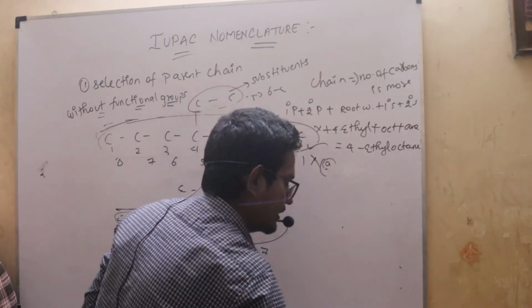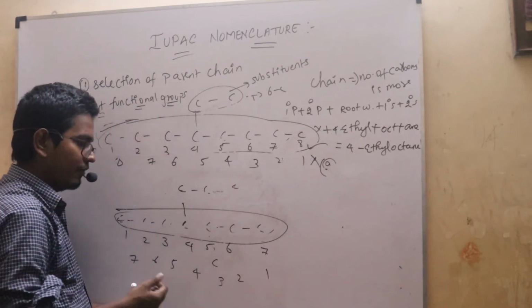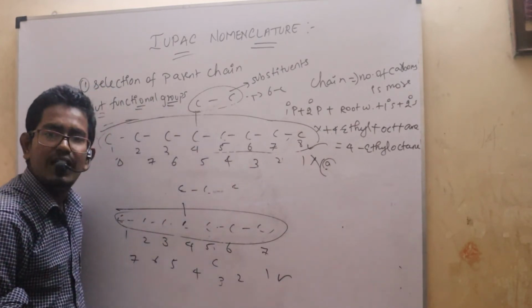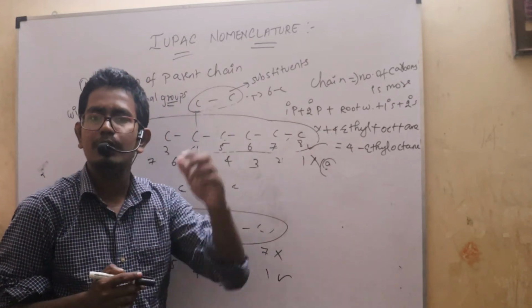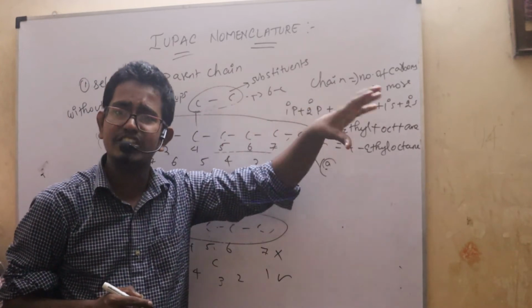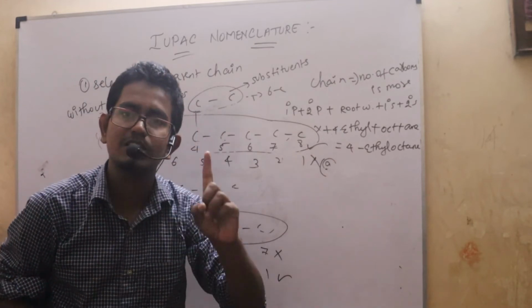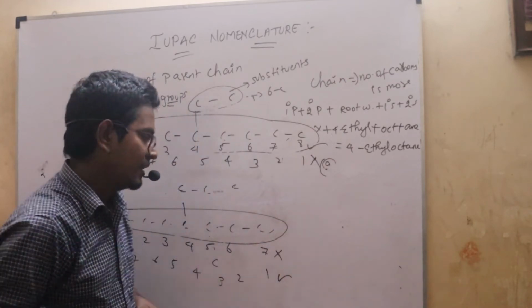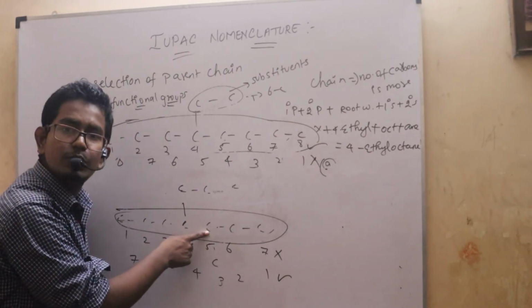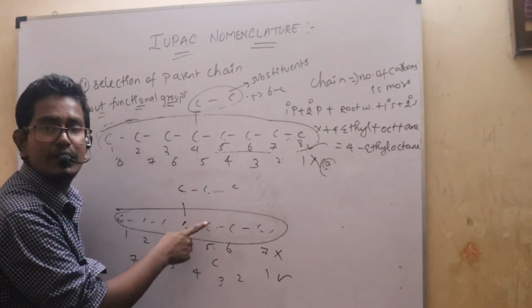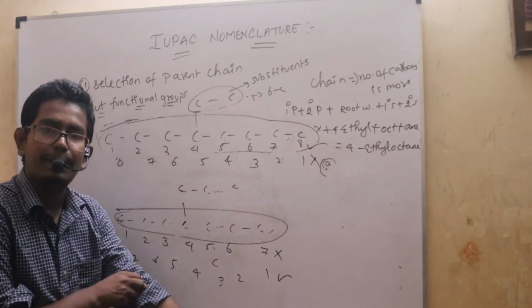Now we are going to give the name to this compound. As we studied the lowest number rule, we found that this numbering is the correct one and this numbering is the wrong one. What is the least number rule? The substituent should get the least number. Even if more substituents are there, my first substituent should get the lowest number. And here it is getting the lowest number, the third carbon. My first substituent is getting the third number. So it is the correct way of numbering the parent chain.